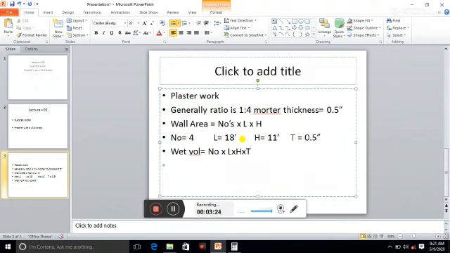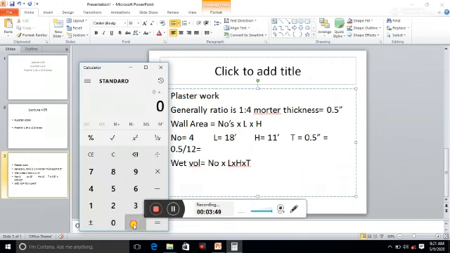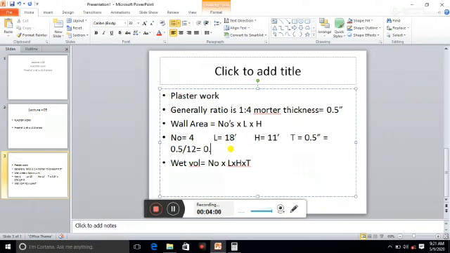So first of all we will convert thickness into feet. Okay, so we will divide 0.5 by 12, so 0.5 divided by 12 is equal to 0.041 feet.